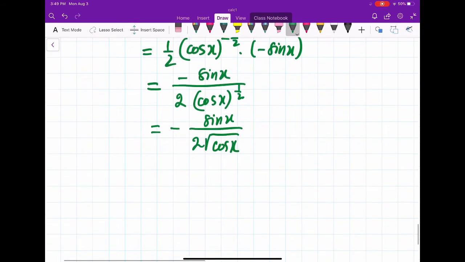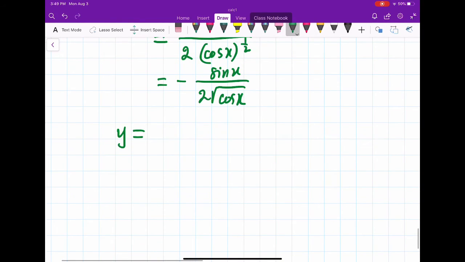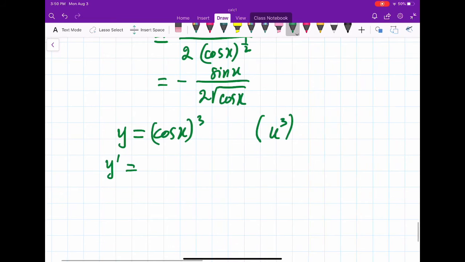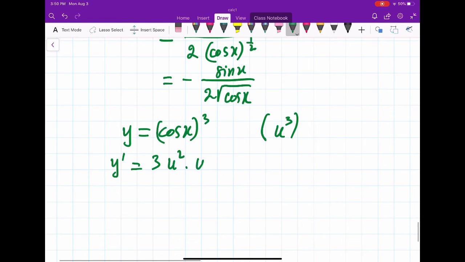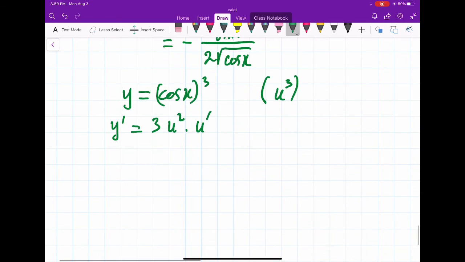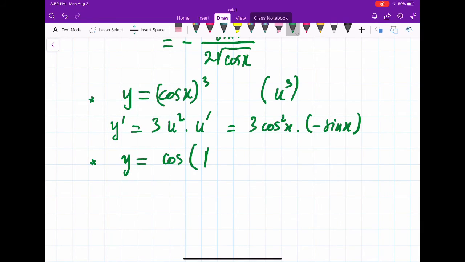If you have a power function, y equal to cosine cubed, for example, you want to find the derivative. Now you also use the chain rule, right? This is of the form u cubed. So you have 3 u squared times u prime. You see that? And that is 3 cosine squared times negative sine of x. Right? So what happens if you have y equal to cosine of square root of 1 plus x squared?